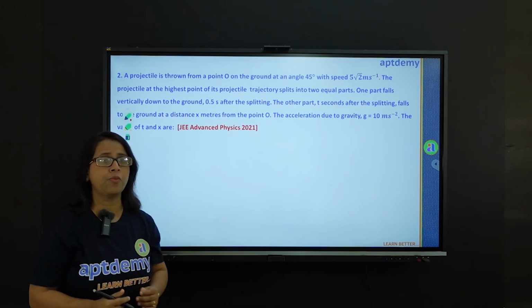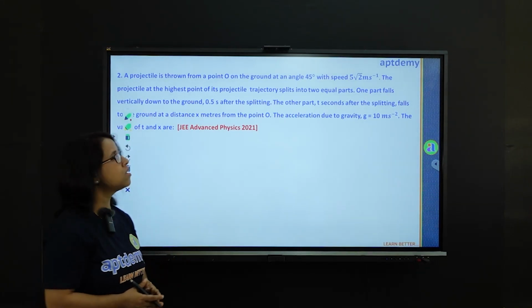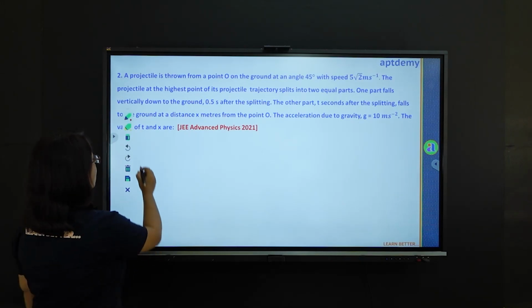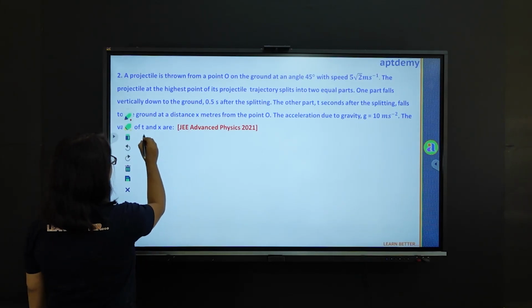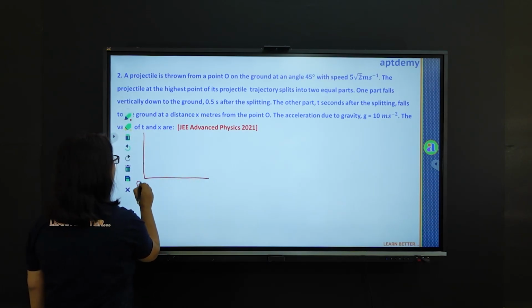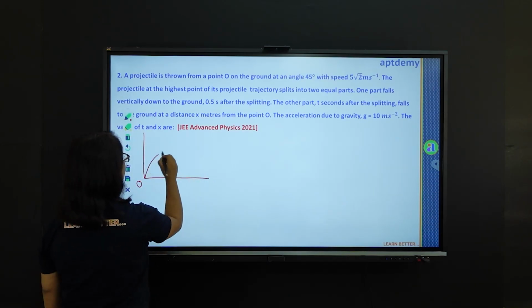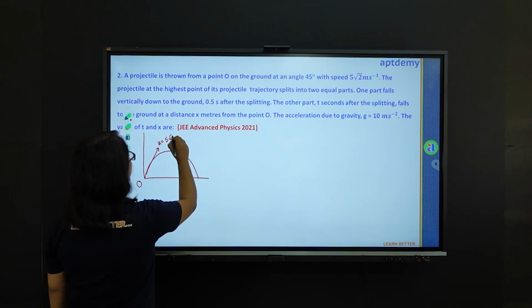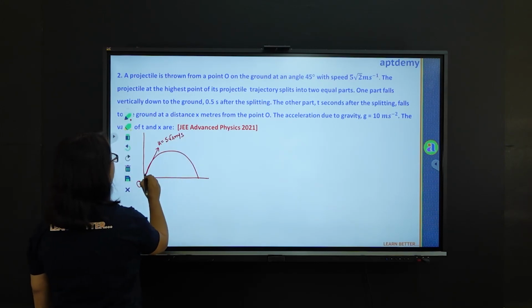So again, a wonderful problem on projectiles. A projectile has been thrown from a point O on the ground at an angle 45 degree with speed 5 root 2 meter per second. Let's visualize this diagrammatically. So this is the point O from which the projectile has been projected with a speed of u equals 5 root 2 meter per second. The angle of projection is 45 degree.